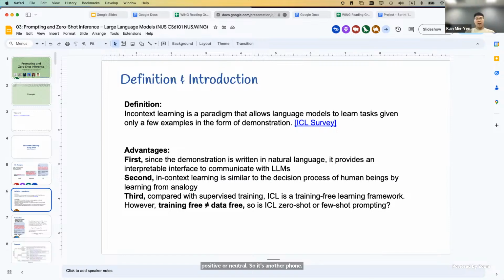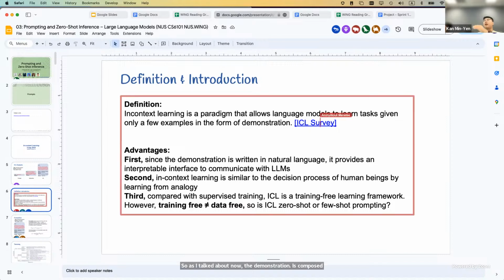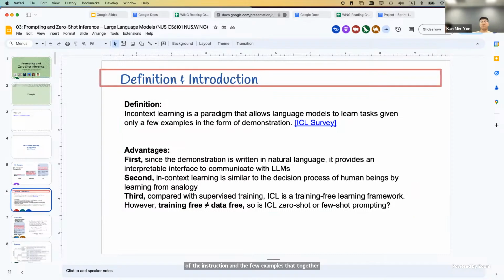As the example shows just now, we give a formal definition of what in-context learning is. In-context learning is a paradigm that allows the language model to learn tasks given only a few examples in the form of demonstration. As I talked about, the demonstration is composed of an instruction and a few examples. Together it is called demonstration.